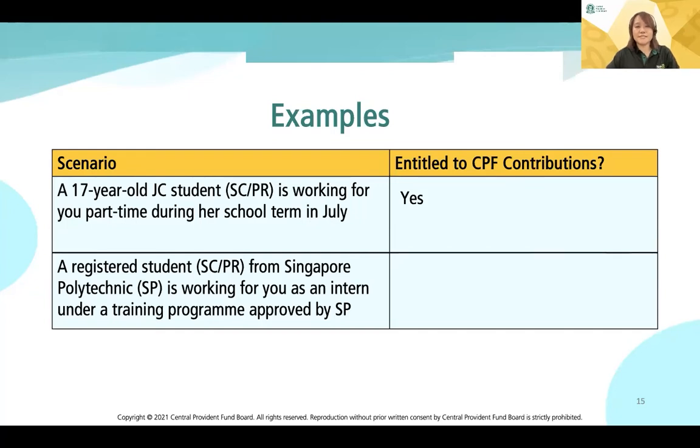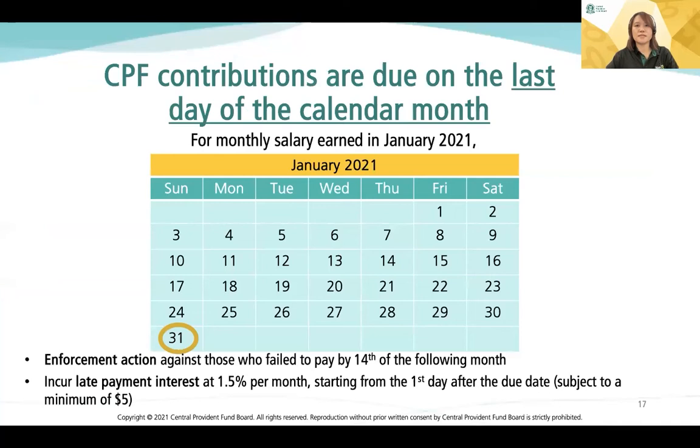So after you identify what are the items that are required to have CPF contributions, the next step is, of course, knowing when you should make your CPF contribution. Do take note that it's very important to make your CPF contribution promptly. CPF contributions are due on the last day of the calendar month. For example, this case shown is for monthly salary earned in January 2021. The CPF contribution is due on the 31st of January, which is the last day of the calendar month.